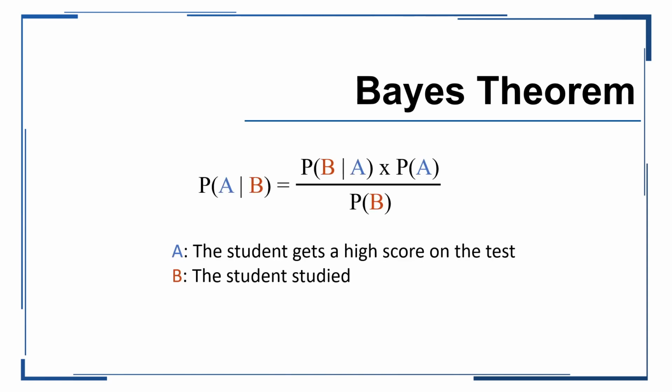So let's break this down and give it an actual concrete example. If A is the student getting a high score on a test and B is the student having studied, we can calculate the probability of the student getting a high score having studied based on the occurrence rates of each of these events.